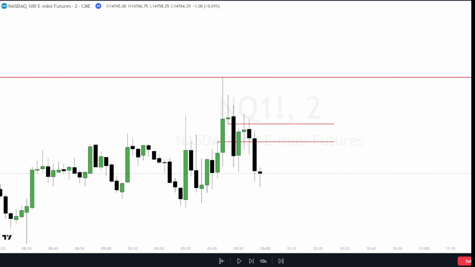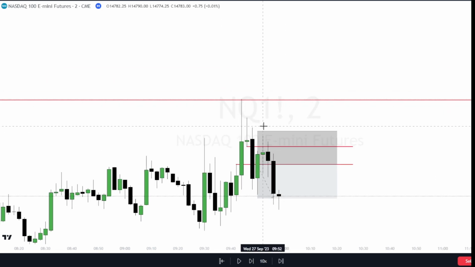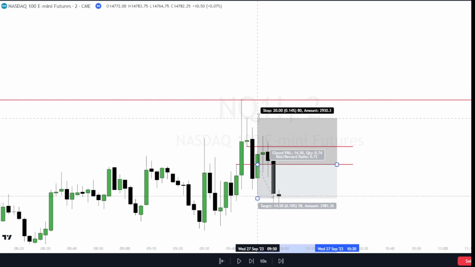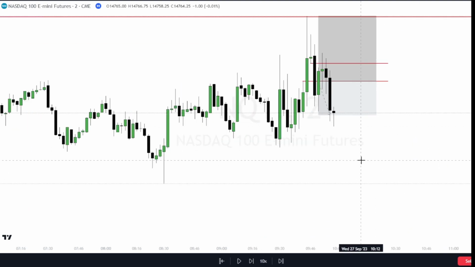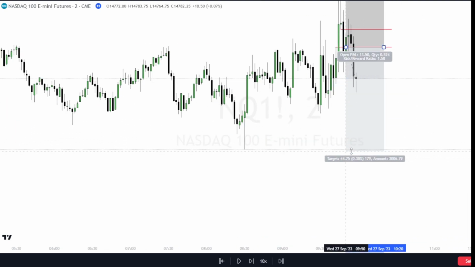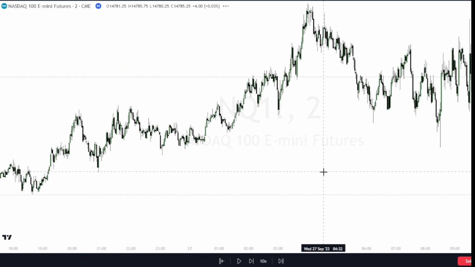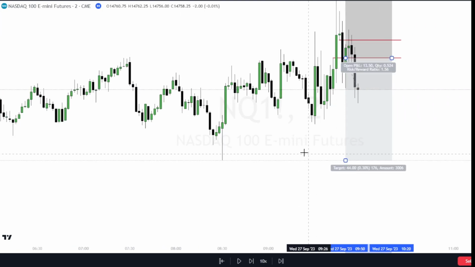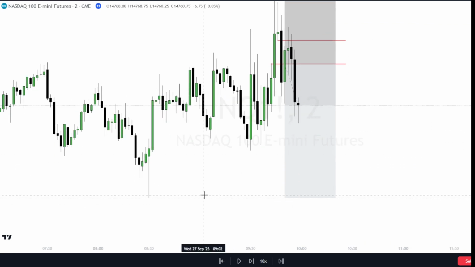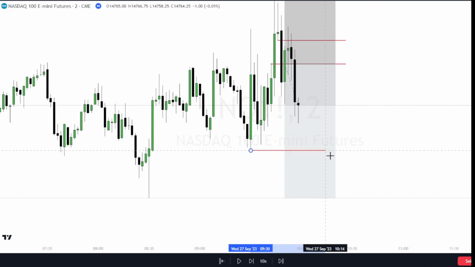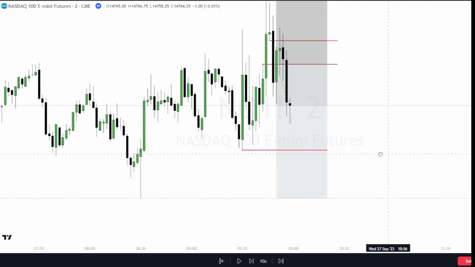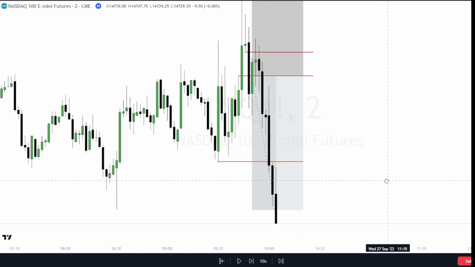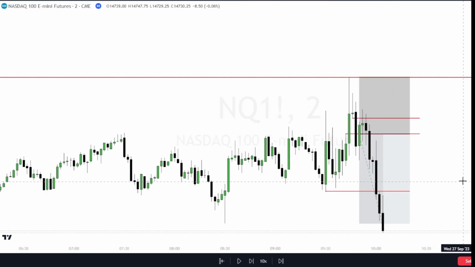So this is how it would have looked. This is a mental stop, right? So let's just do it like that. I would have probably targeted that swing low right there, either that or this right here. But for the sake of this video, let's target this. Use this as a partial point or a break-even point, and then let's see. As you can see, we hit take profit very, very fast.